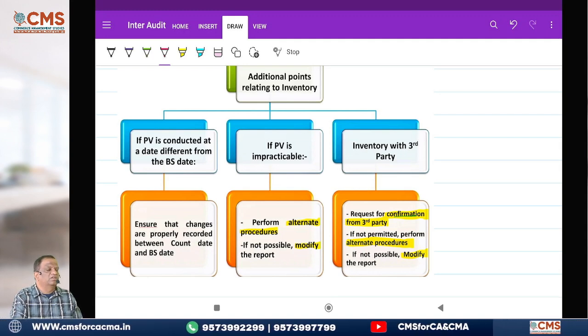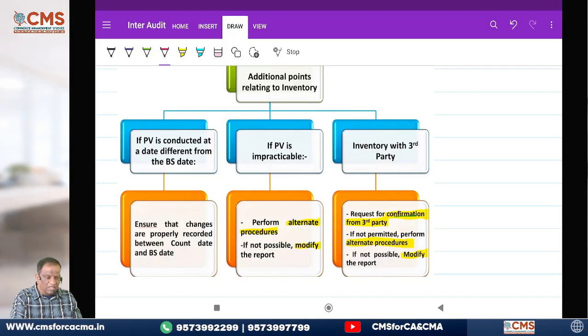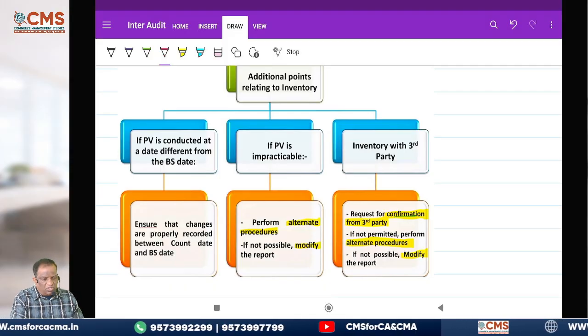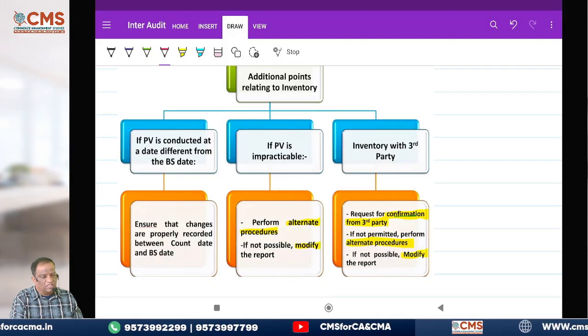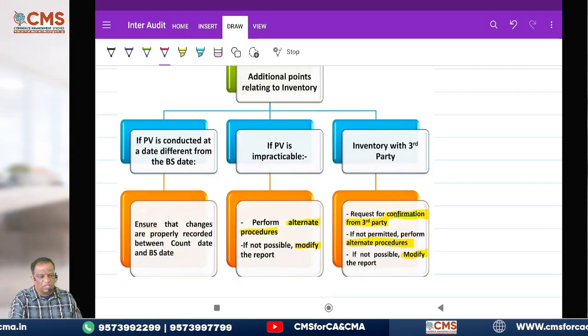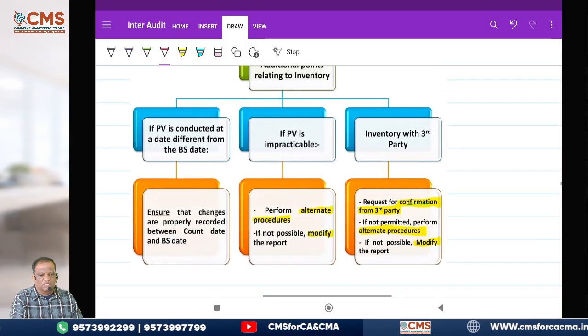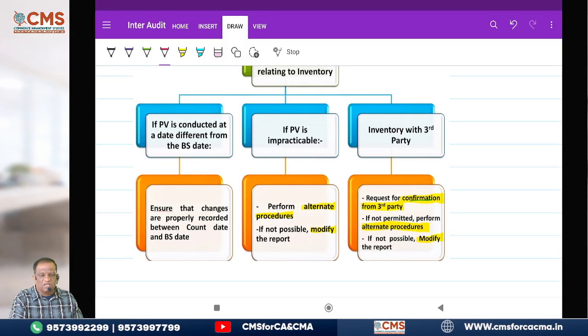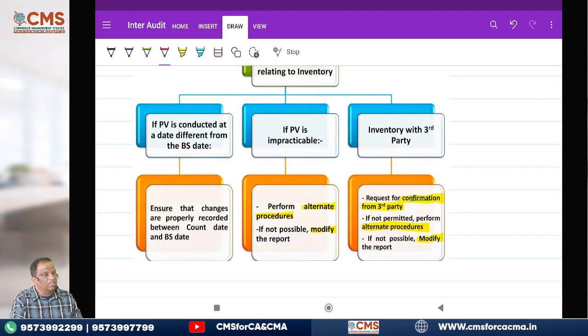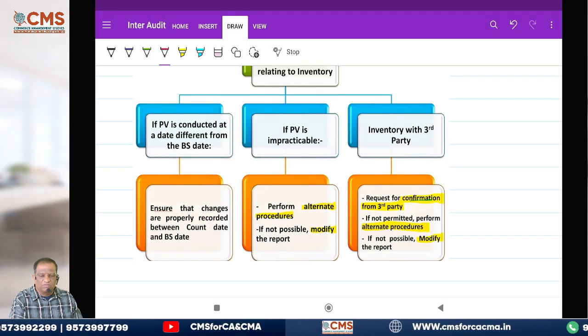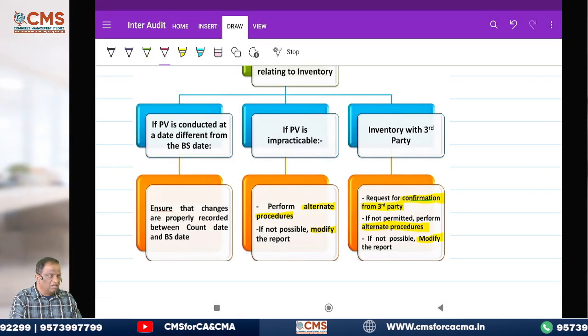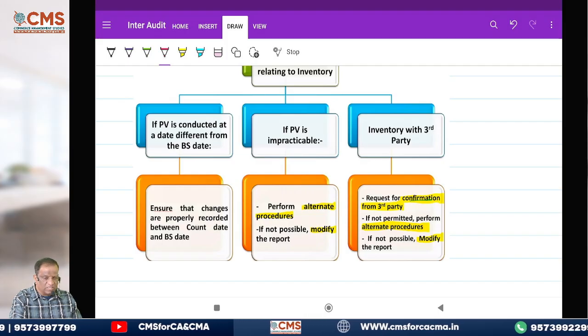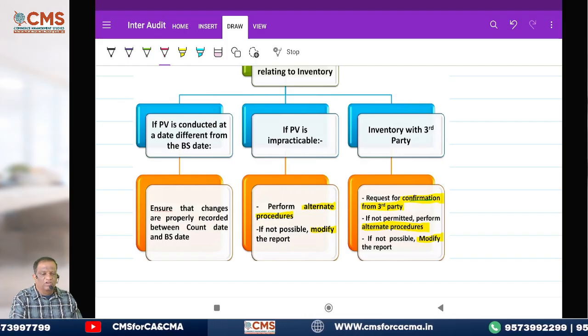But as an auditor, you have to ensure that physical verification is done. If it is not done, try to manage it through alternate procedures. If that is also not possible, modify the report. Then the question comes, what do I do? Since physical verification is mandatory, but for certain industries, their assets will be with third parties, like telecom industries and soft drinks industries and all that. Then what do I do?